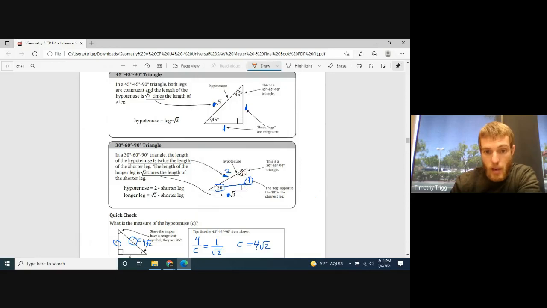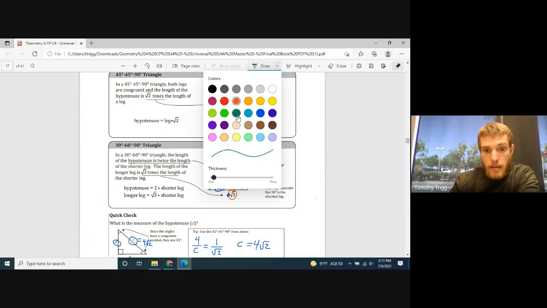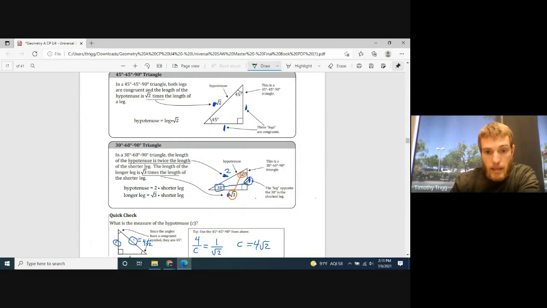The 60-degree angle is opposite from the square root of 3. So these are opposites, the 60 and the square root of 3. And then lastly, the 90 is opposite from the 2. Now it's important that you understand this idea of what's opposite from what. The opposite from an angle is the side that's farthest away.